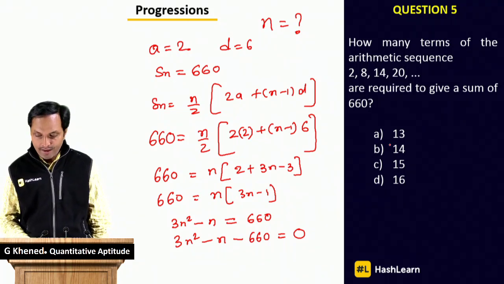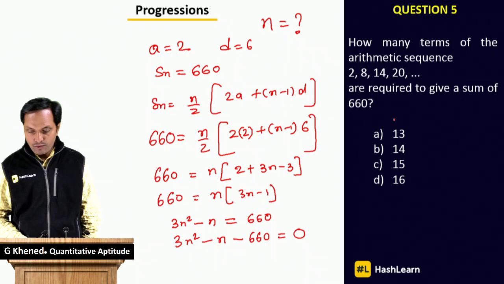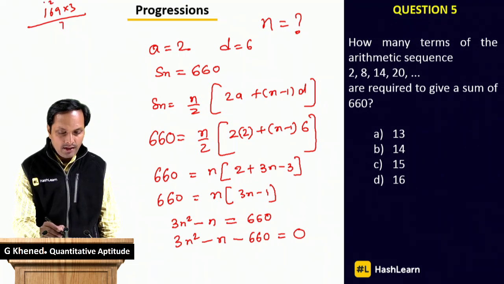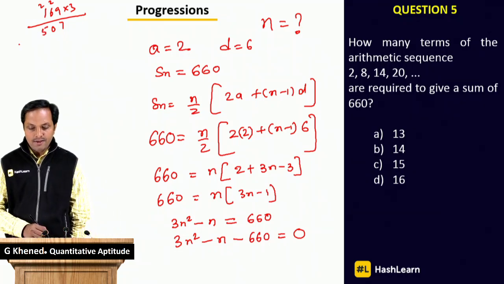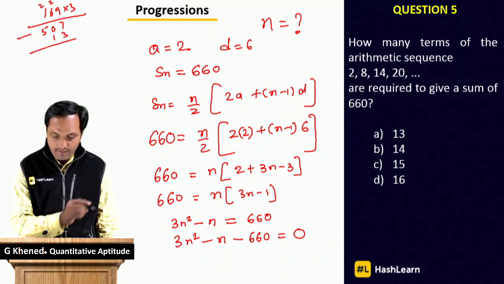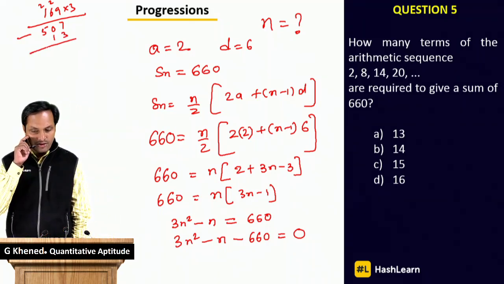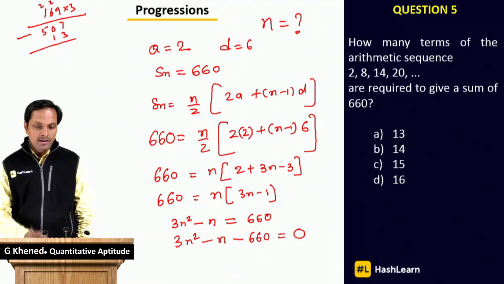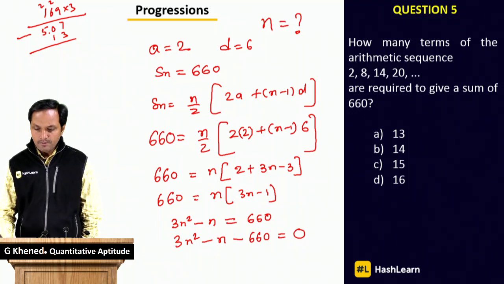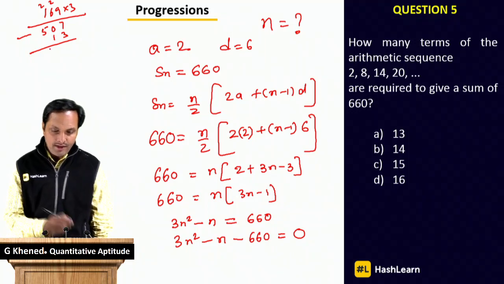If I take n as 13, 13 square is 169. So what is 169 into 3? 9 3s are 27, carry 2, 6 3s are 18, 19, 20, 3 1s are 3, 507. So minus n, that is minus 13. Will it give you 660? No, that is not going to give you 660, because 507 is a smaller number.